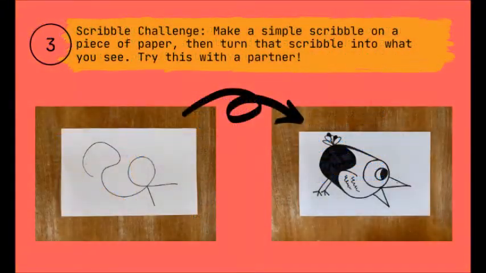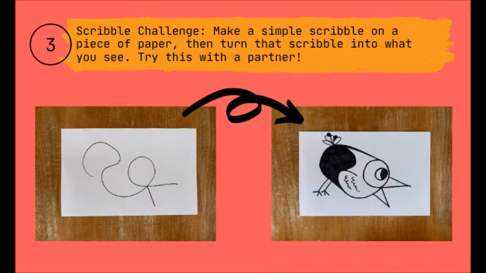Activity number 3 is the Scribble challenge, and it's really simple. All you need is a piece of paper and something to write with. And all you do is literally make a random scribble, keep it simple, and then stare at that scribble until you see something. And then once you see that something, turn that scribble into it. You can see my original scribble on the left, and after a while I stared at it and I was like, this could be a bird, and so I turned it into a bird.